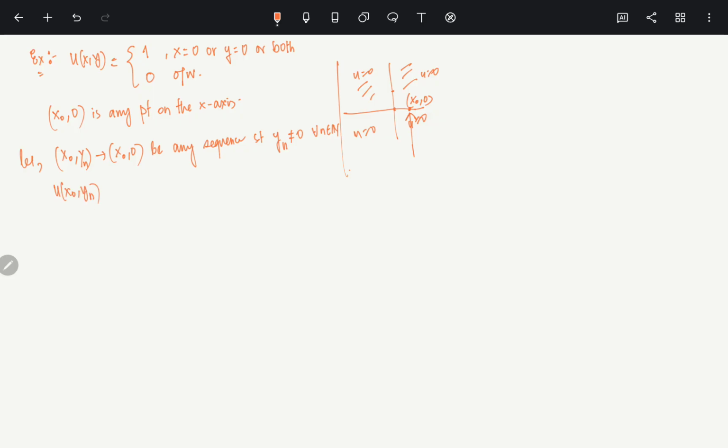Okay, what is u of (x naught, y n)? Here we are assuming x naught is non-zero, let's say. So what is u of (x naught, y n)? This is always going to be 0, you see, these are points here. So this is always 0, so that cannot converge to u of (x naught, 0), which is going to be 1. Do you understand? So this is not continuous.